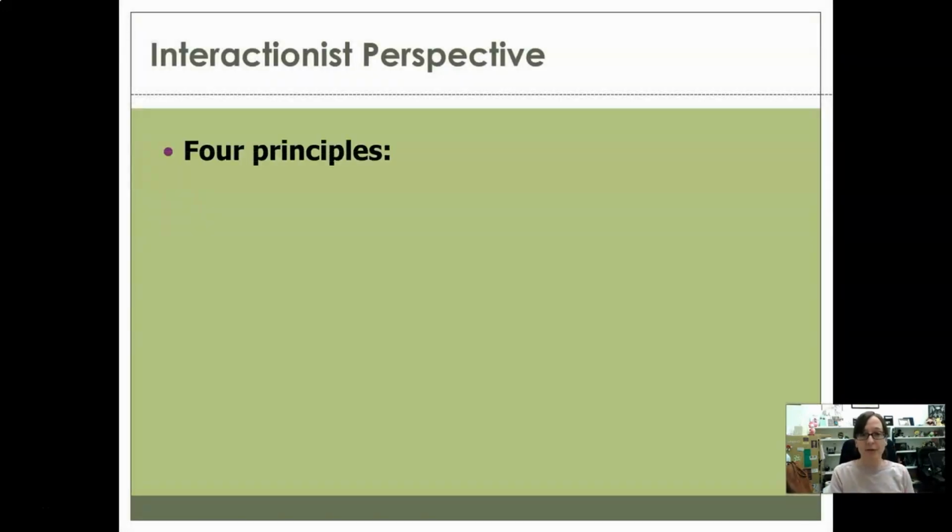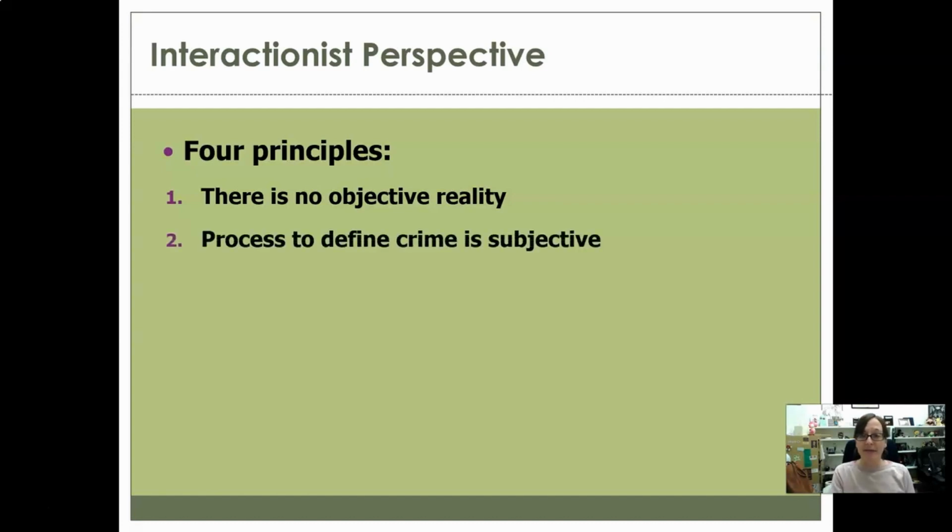So the four major principles of the interactionist perspective, first one is there is no objective reality. Everything is subjective. Everything is about who is doing the interpreting. The second major assumption is that the process then to define crime is subjective. So since there is no objective reality, then by definition, crime is also subjective. And so that process to figure out what is a crime and what is not a crime, everything is subjective.